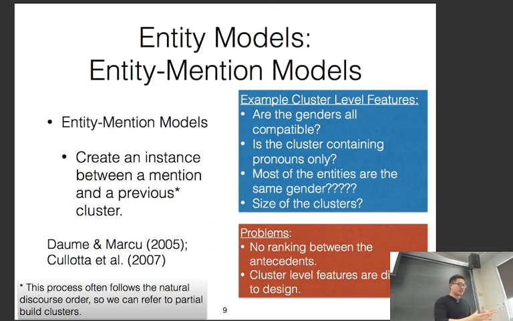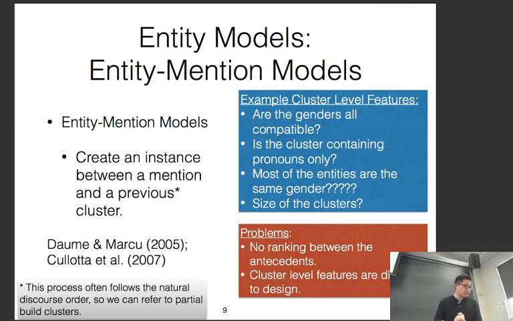Whether most of the entities are of the same gender. This is actually a very cute feature. I don't understand how people define modes here, but they define modes in many different ways. I'm not going to talk about how people define modes, but I will talk about other ways to overcome problems with cluster features, because modes is not a very precise word to follow. And maybe the size of the cluster. If the cluster is too large or too small, that might indicate something. These are cluster level features.